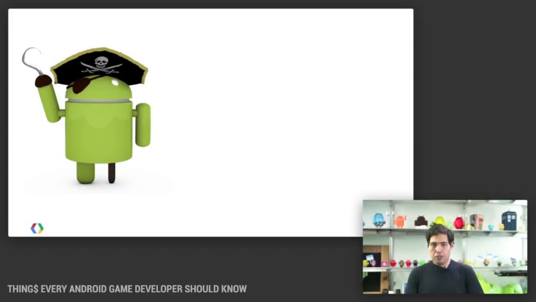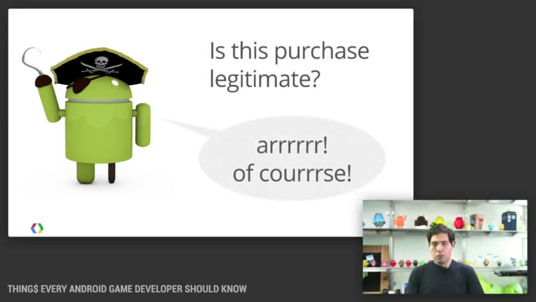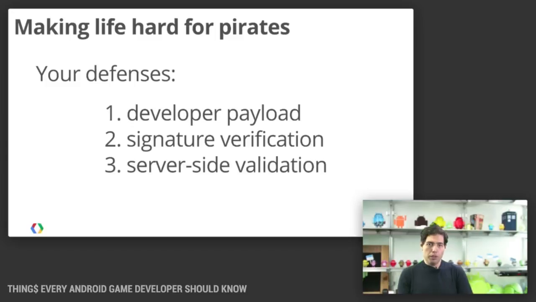So every time you see a purchase in your application, you should ask yourself, is that purchase legitimate? And a pirate's job is going to be to try to convince you that it is. And your job is to detect that they are lying. No one can actually stop piracy altogether. I would be lying to you if I said as much. But you can actually make life pretty hard for pirates. So here are some defenses you can employ: developer payload, signature verification, and server-side validation.